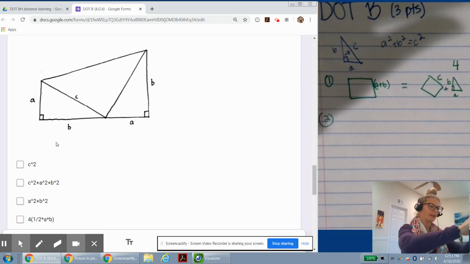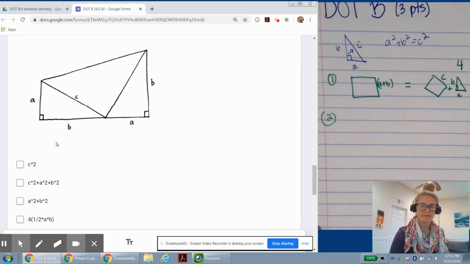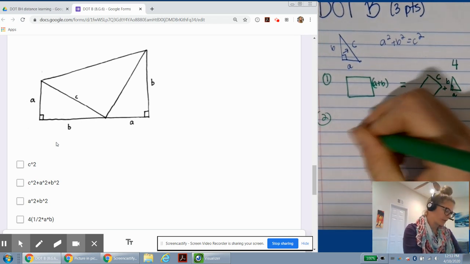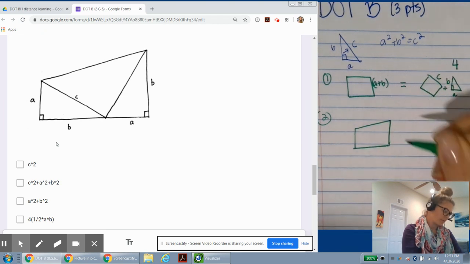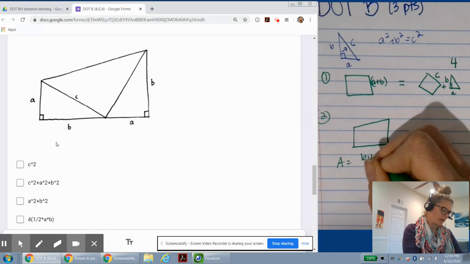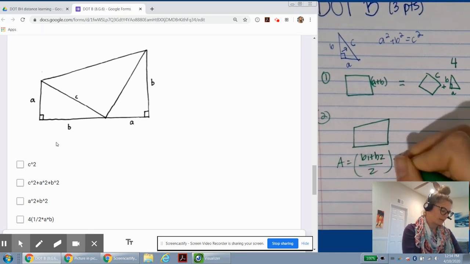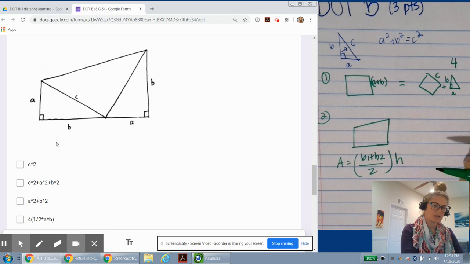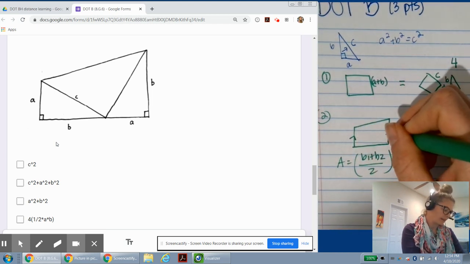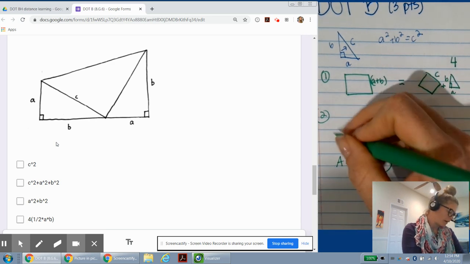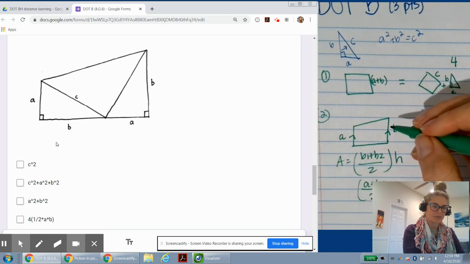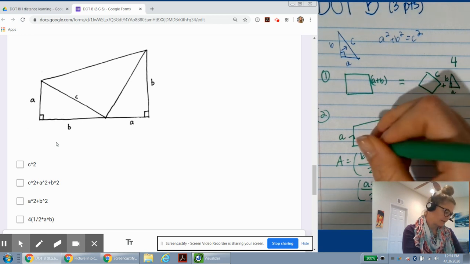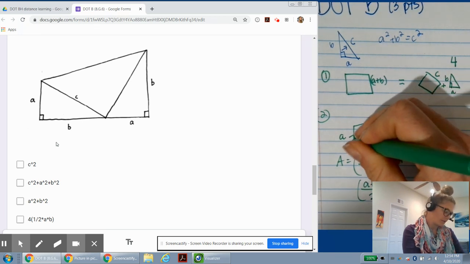Looking at the next proof, we have a trapezoid. So we're going to have the area of the trapezoid. And remember, area of a trapezoid is base 1 plus base 2 divided by 2 times the height. So here, our bases are going to be the lengths that are parallel to each other. So A and B are base 1 and base 2. And then our height is actually going to be these right angles. From here to here is the height.